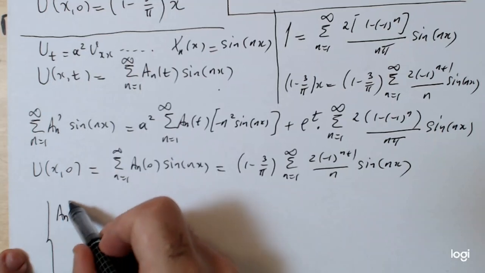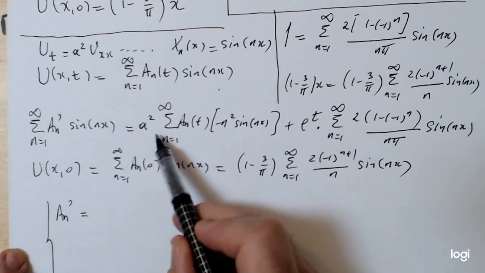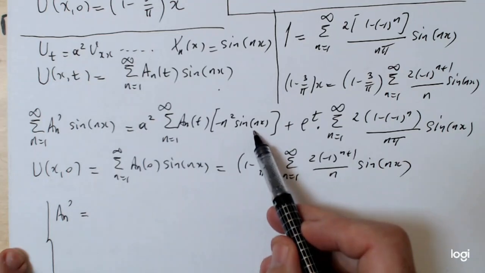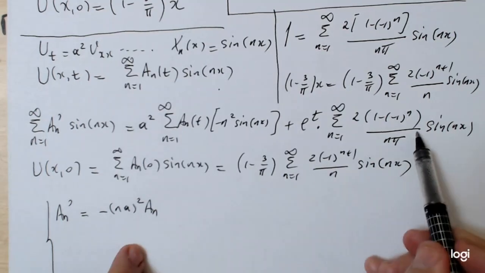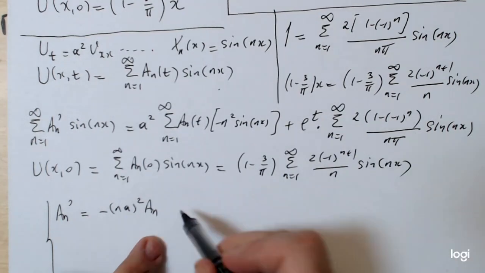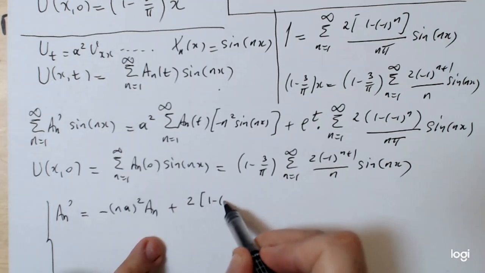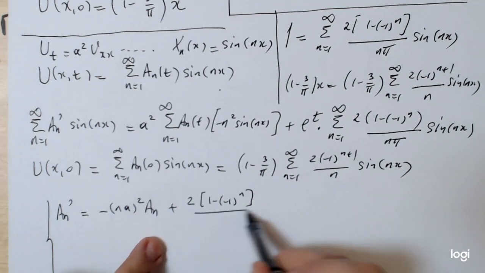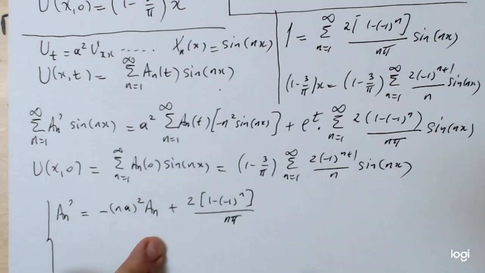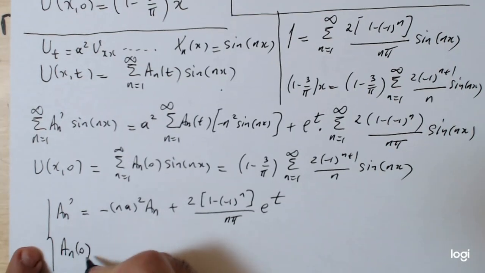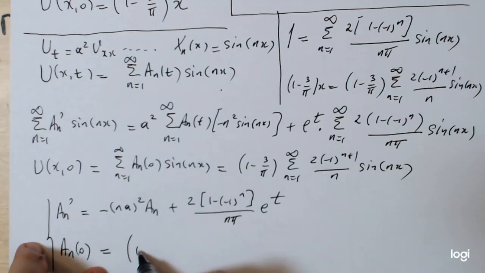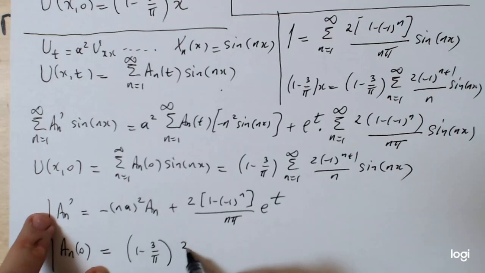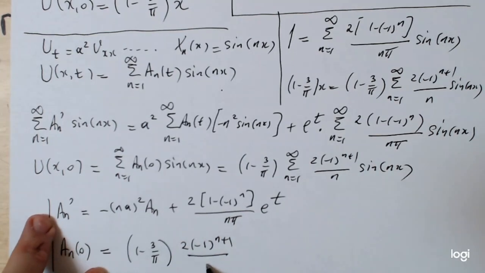Well, a_n prime equals, let's see, the coefficient of sine, right? It's minus n squared a_n. And here the overall coefficient of sine is 1 minus (-1) to the n over n pi, e to the t. And the initial condition for this problem comes from the initial condition of the PDE, which is 1 minus 3 over pi, 2 minus (-1) to the n plus 1 over n.